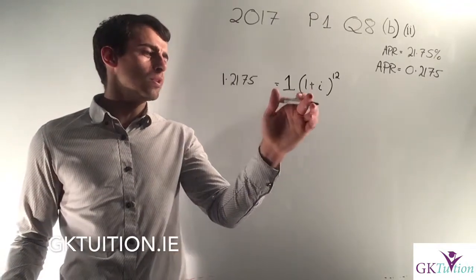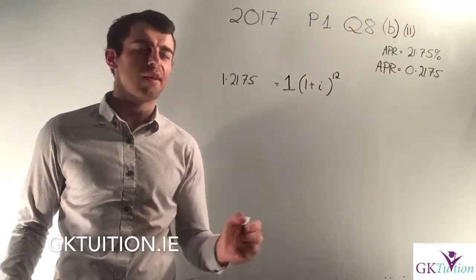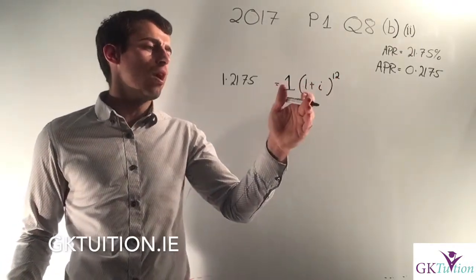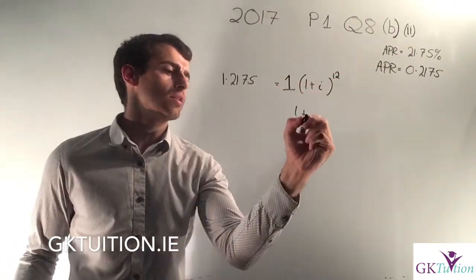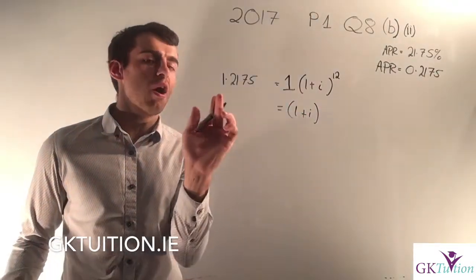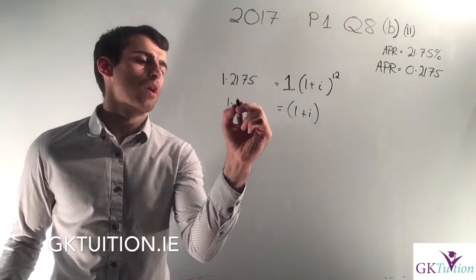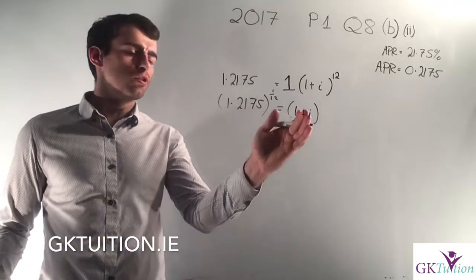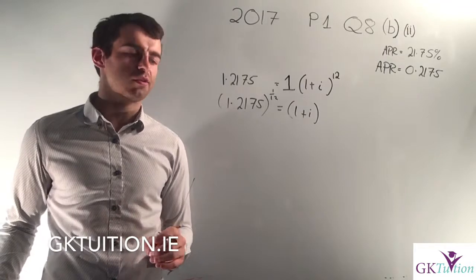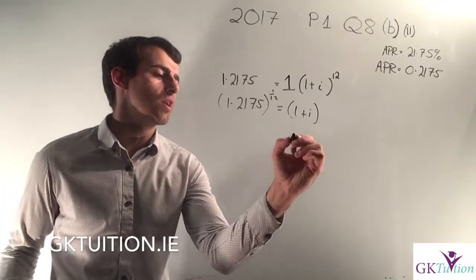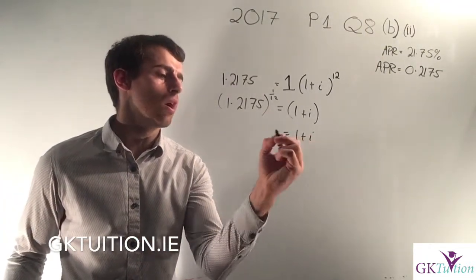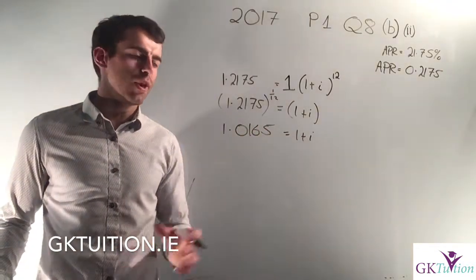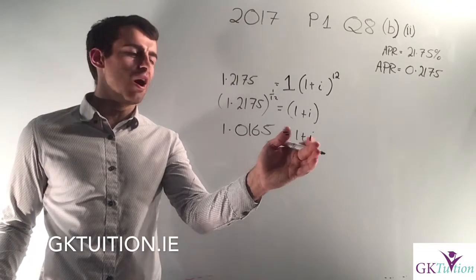So remember, if (1 + i)^12 equals 1.2175, clearly I want to isolate my i. So rather than having all of this to the power of 12, that's the same as 1 + i being all of this to the power of 1/12. So it's 1.2175 to the power of 1/12. All I'm trying to do there is isolate my monthly interest rate. So if you plug all of this into your calculator, you'll get that 1 + i is equal to 1.0165. Now clearly I want the i on its own.